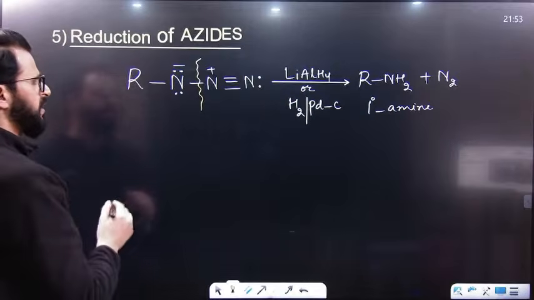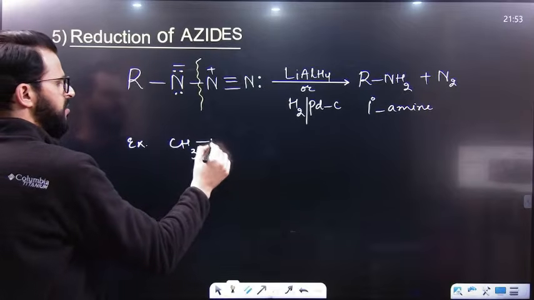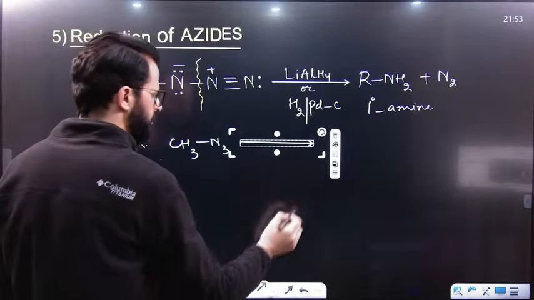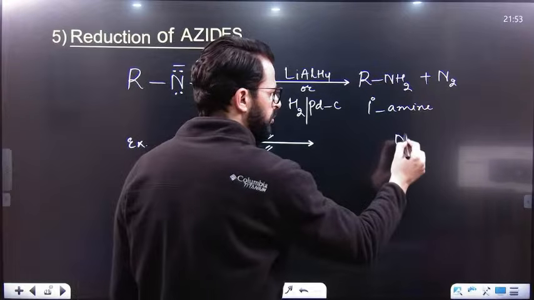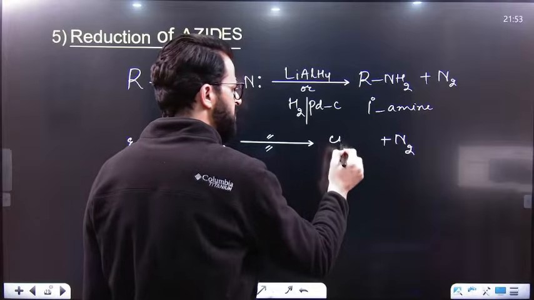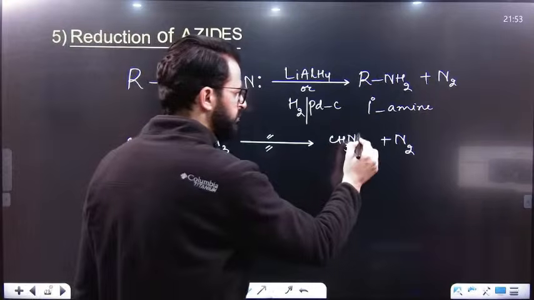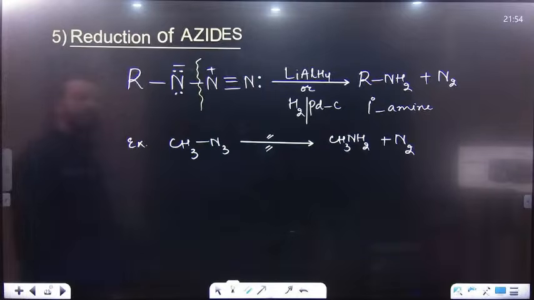From this one. That means if I take an example of CH3N3, what will we do? We will simply remove the nitrogen molecule, N2, and after that CH3N remains. But convert that N into NH2. That means this will be the product. So this is the primary amine formed from this reaction.